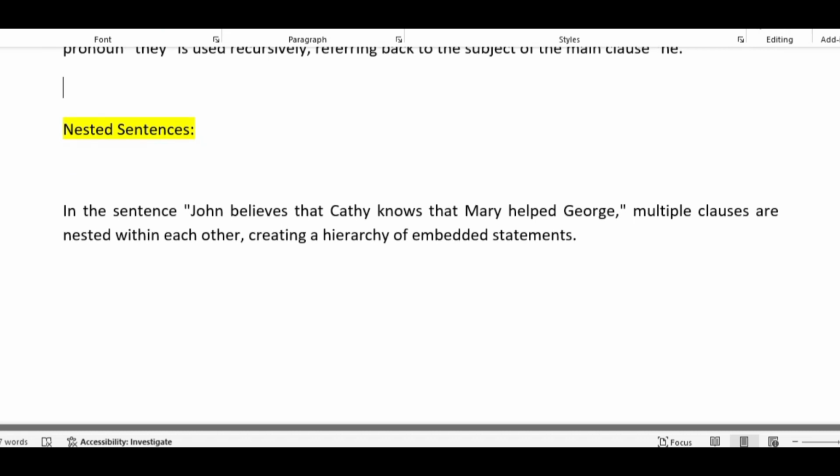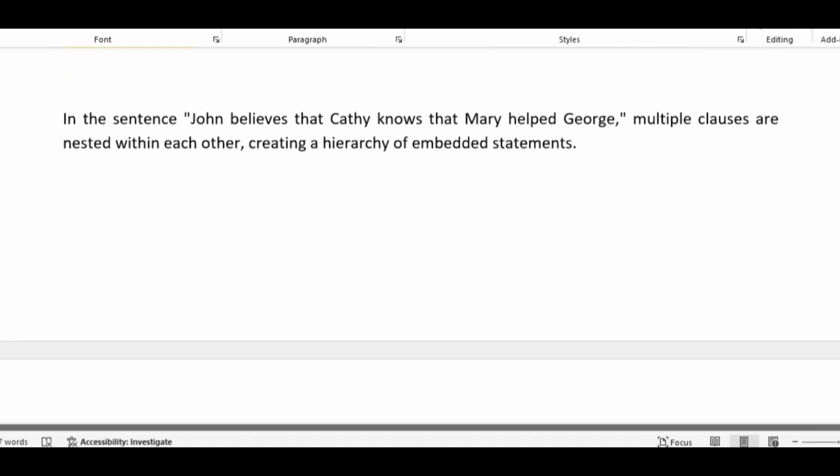And nested sentences. In the sentence, John believes that Kathy knows that Mary helped George, multiple clauses are nested within each other, creating a hierarchy of embedded statements. This is another example.